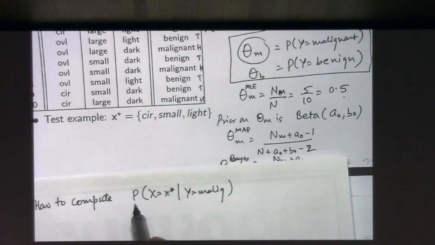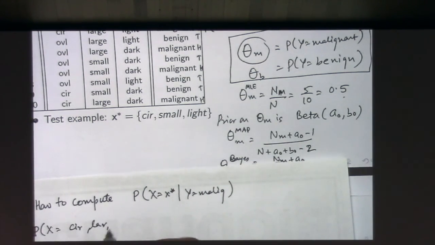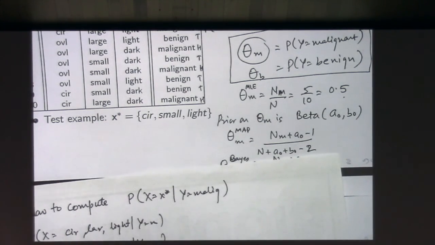So a probability distribution for this would be, what is the probability of x to be circular large light given y is equal to malignant? What is the probability of x to be circular large dark, y is equal to malignant, and so on, right? So you need to compute all of these, which means that because you could have 2 power 3 combinations like these, but the last one would just be 1 minus the sum of the previous, right? So we typically say that there will be 2 power 3 minus 1, or 7 parameters that you need for this distribution, right?